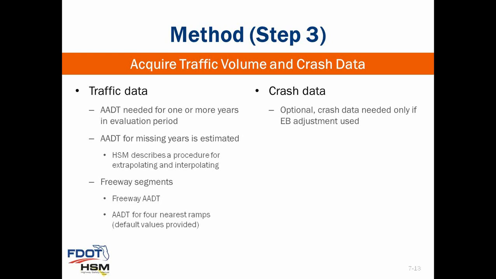As far as traffic data goes, we need AADT volumes for at least 1 year in the study period. Volumes for missing years can be estimated according to a procedure that's described in step 3 of the HSM. To evaluate a freeway segment, AADT volumes must be provided for the segment itself and for the 4 nearest ramps. We're going to talk about how to identify the 4 nearest ramps in the next slide.